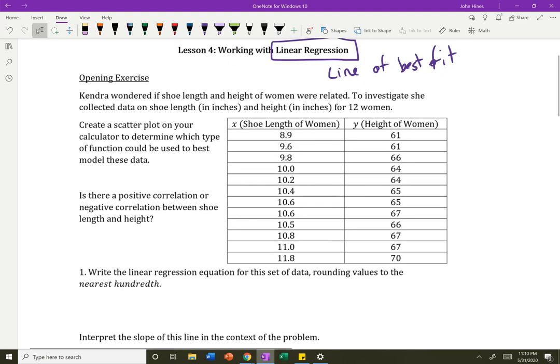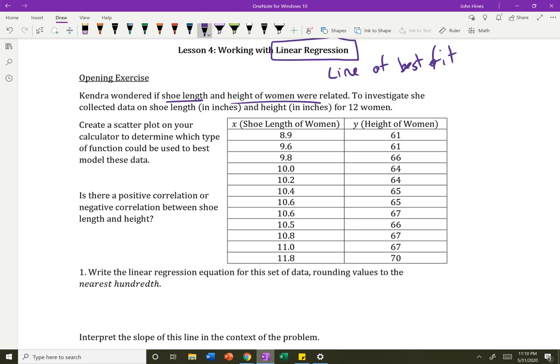So Kendra wondered if shoe length and the height of women were related. Those are her two variables. Remember, we're working with bivariate data here. We're not finding mean, median, IQR, or box plots of things. We're working with two variables. To investigate, she collected data of shoe length and height for 12 women. Create a scatter plot in your calculator to determine which type of function could be used to model these data.